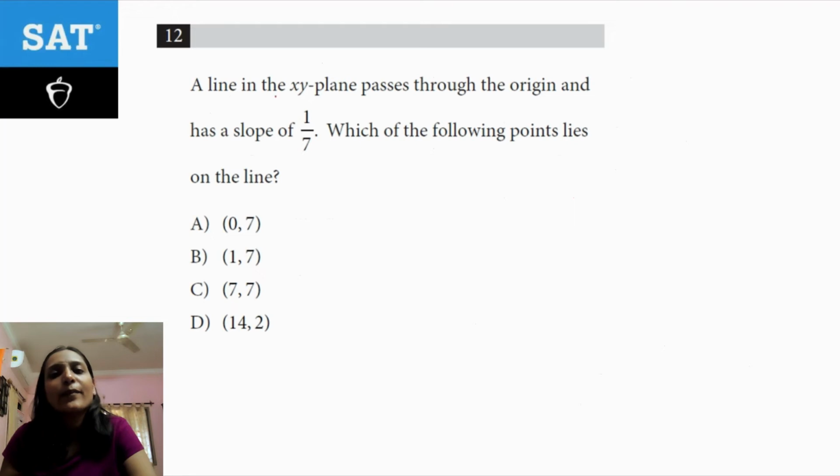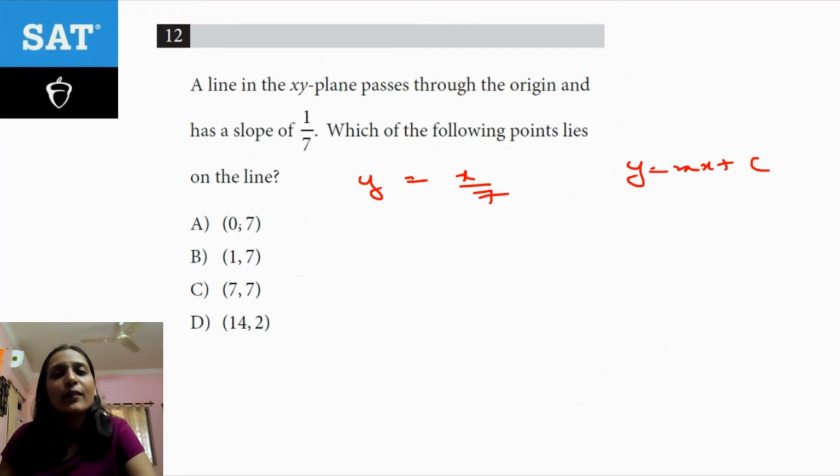A line xy passes through the origin and has a slope of 1 by 7. So the line should be y is equal to x by 7. Because if you put y is equal to mx plus c, here they're saying it has no intercept, because the line is passing through the origin.